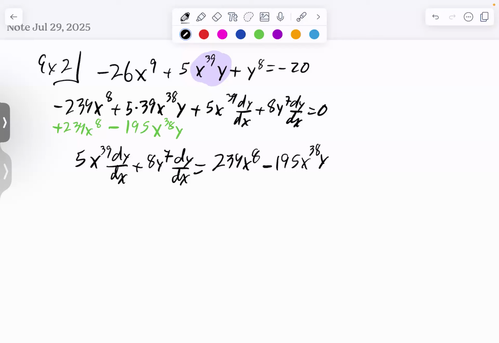All right, so I now have the dy terms by themselves on one side of the equation. I have the non-dy terms on the other side of the equation. I'm going to factor out a dy dx.